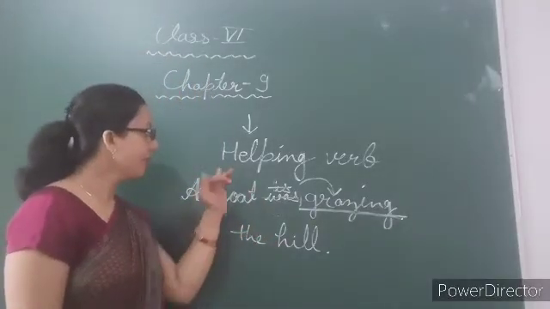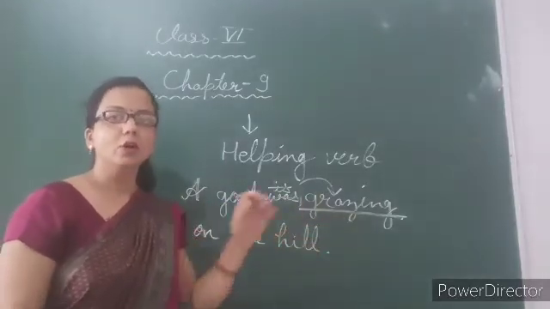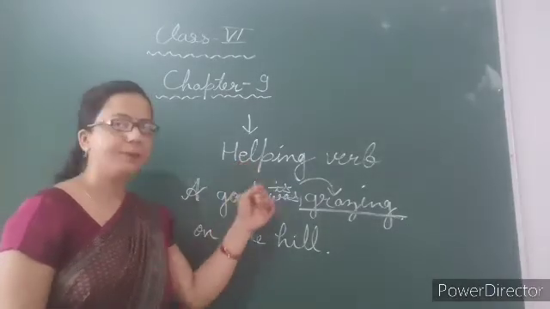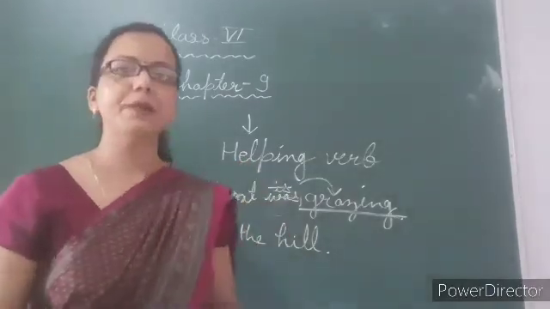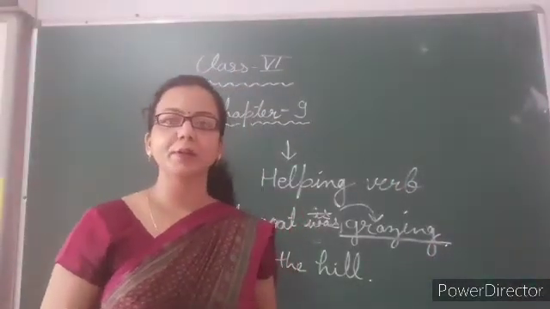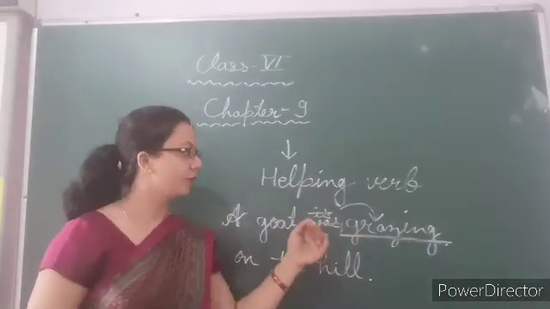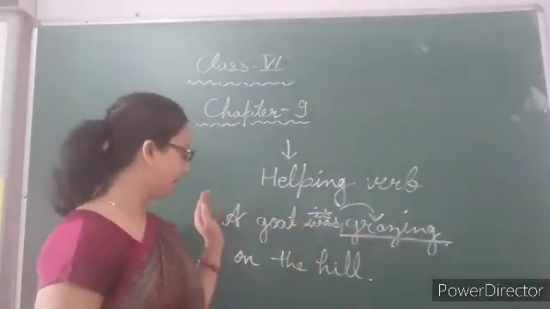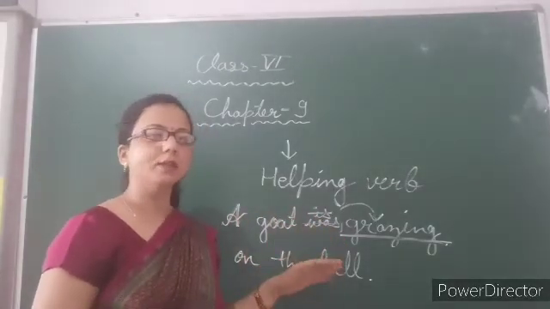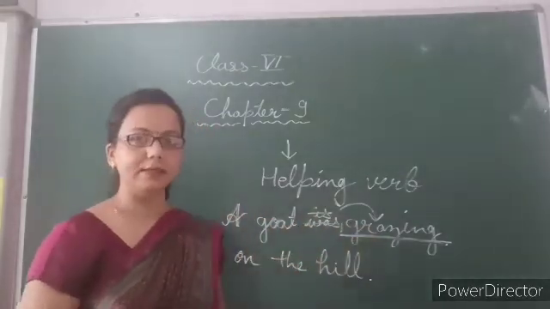So in the given continuous form, it's compulsory to put your helping verb before. So it is very important to put your helping verb before the continuous form of your verb. For example, a goat is or was, according to the time period, a goat is grazing on the hill.